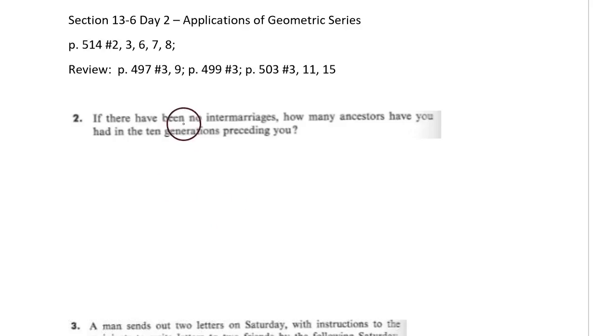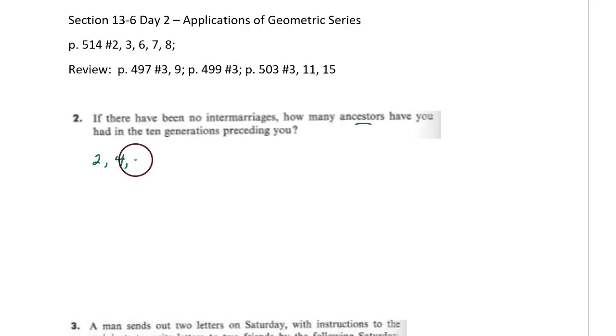Number 2. If there are no intermarriages, how many ancestors have you had in the 10 generations preceding you? Let's model that out with a sequence. In the first generation that preceded you, that is your parents, that's 2 people. Then each of your parents would have had 2 parents. So then in that preceding generation to your parents, you have 4 ancestors.